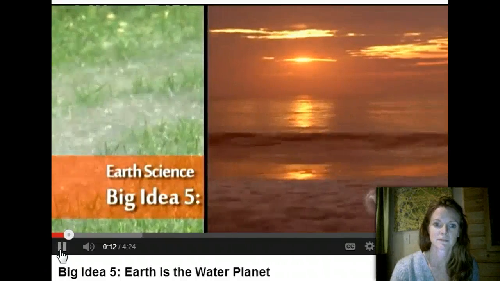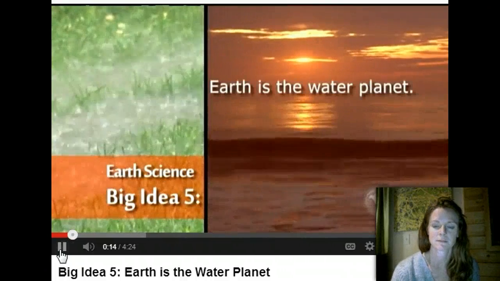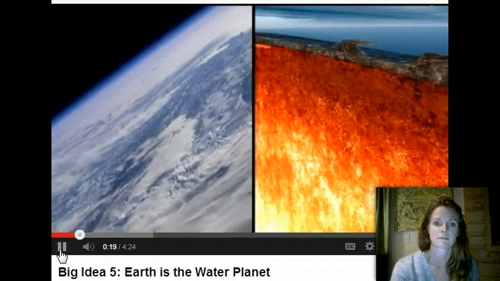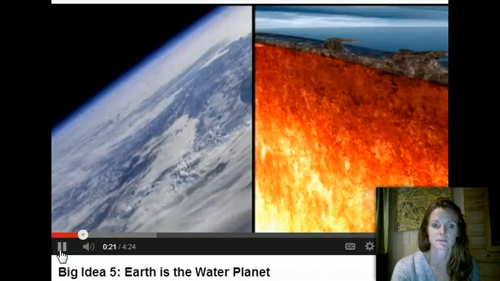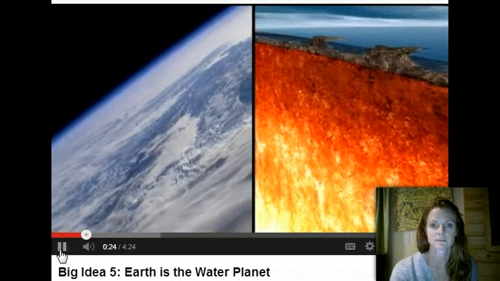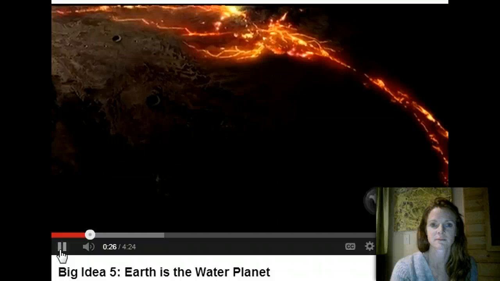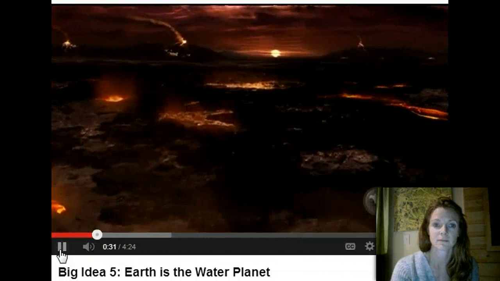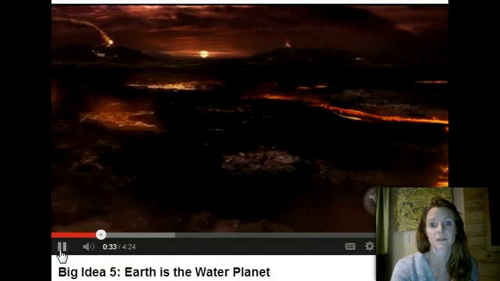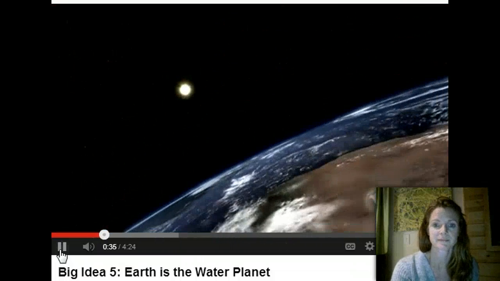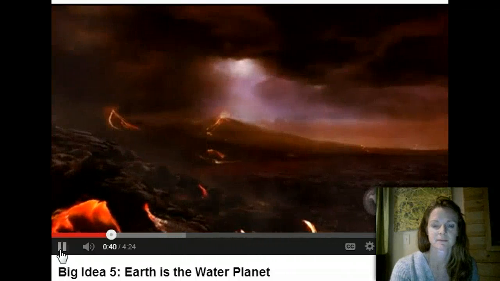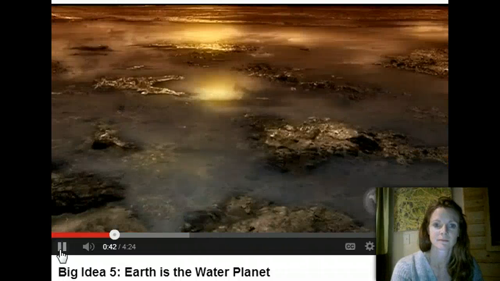This is Big Idea 5. Earth is the water planet. Water is found everywhere on Earth, from the heights of the atmosphere to the depths of the mantle. Earth's first surface water came from 2 sources. One source was water vapor escaping from Earth's interior. The second was from ice falling to Earth from space. Water vapor in the atmosphere condensed and rained onto Earth's surface as the planet cooled.